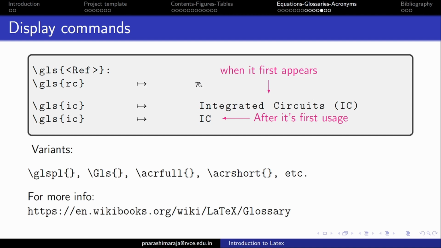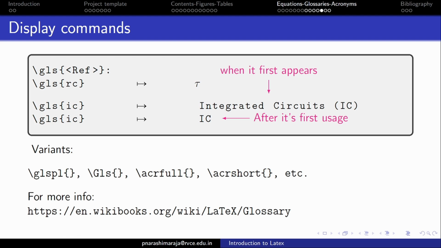And here is a case when I use this GLS RC in my document, it reflects this tau symbol in my report, whereas whenever I use this GLS IC, then the first time it displays the integrated circuits, the expanded form of the acronym, along with the short form inside the bracket. But from the second instance onwards, it puts only the short form notation, which is the capital IC.